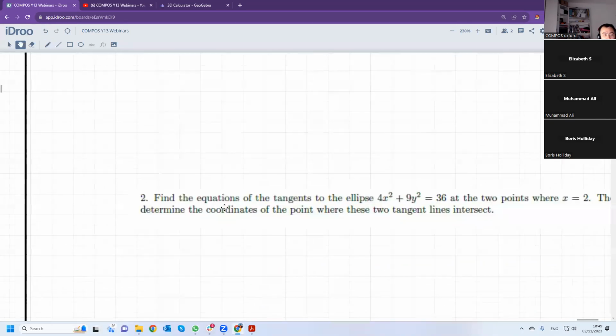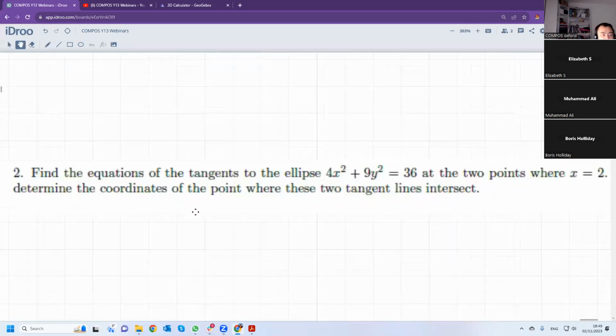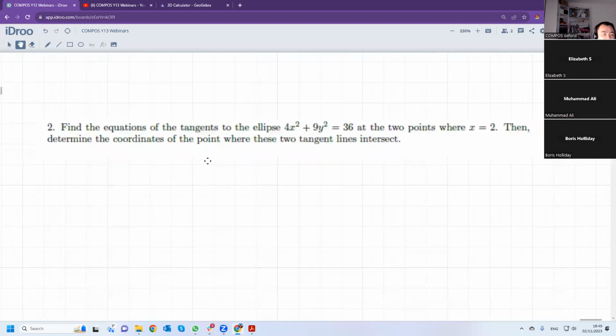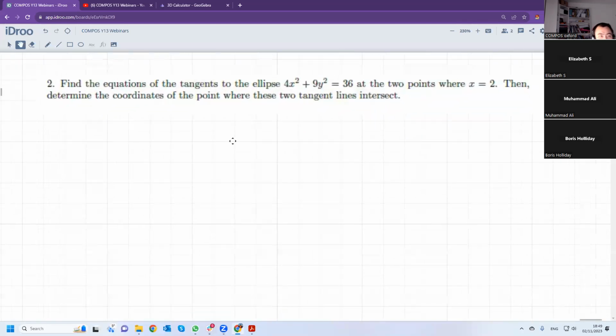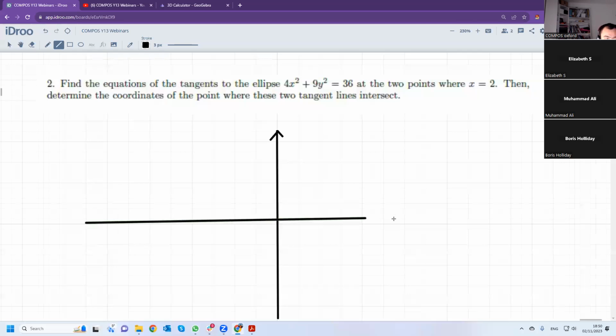Cool. Moving on. Question 2. Find the equation of the tangents to the ellipse 4x squared plus 9y squared equals 36. So it is an ellipse. How to draw this ellipse?